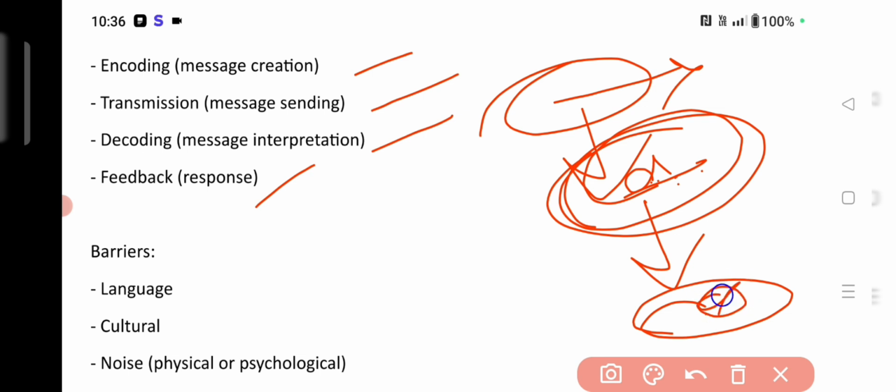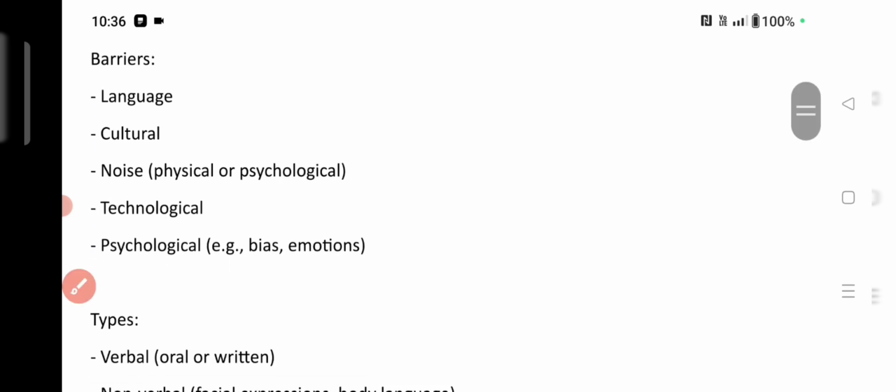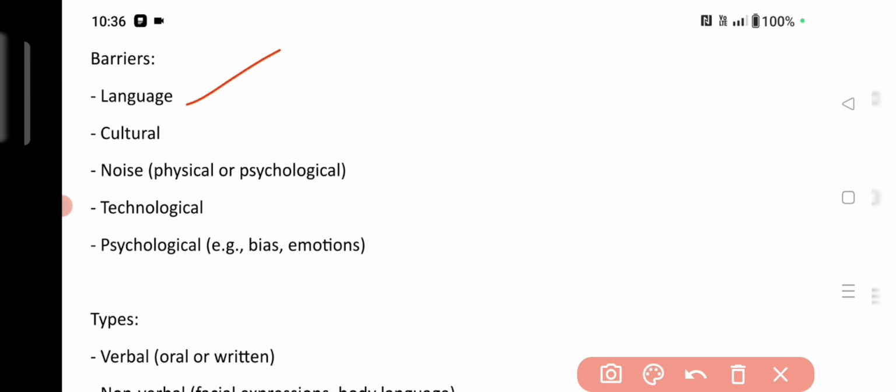Then the receiver will decode the message, and then the receiver will send the feedback to the sender. That is the process of communication. And the next one is barriers. Barriers means there can be language barriers. That means the receiver may or may not understand the language of the sender. So the culture, whatever culture he follows, may not be understood by the receiver.